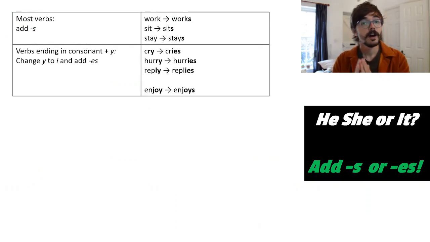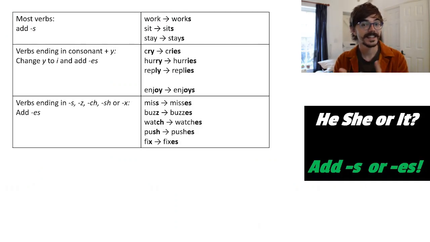However, if our verb ends with a Y, but the letter before is not a consonant, it's a vowel, then we just add s. Enjoys, he enjoys, she enjoys. Now, any verbs that end in s, z, ch, sh or x will add es at the end for the he, she, it form. So, he misses, she buzzes, he watches, she pushes, he fixes.